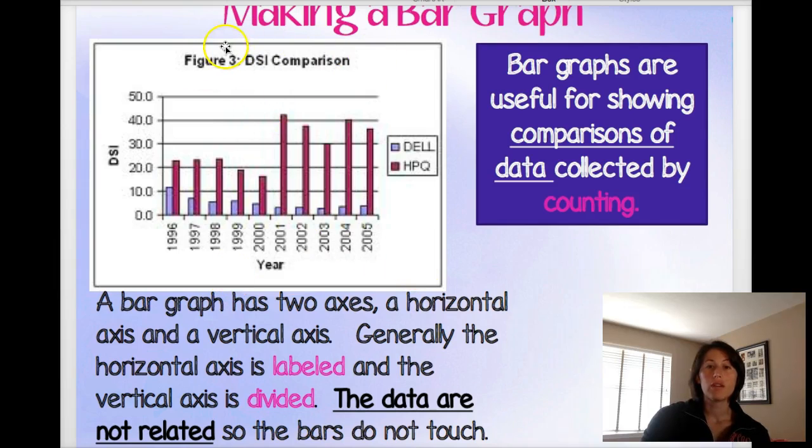We do still have a title. We have labels on the axes. We have appropriate scales, and because we're comparing two different things, we have a legend over here.